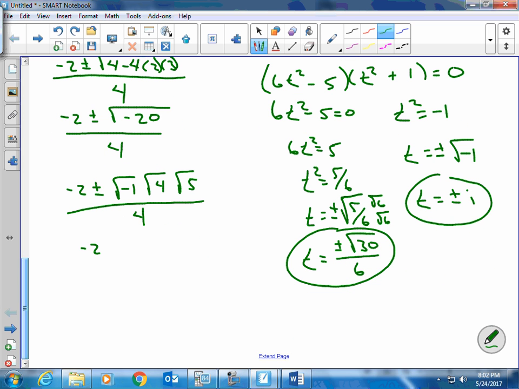And so I get negative 2 plus or minus 2i square root of 5. Square root of a negative 1 is i. The square root of 4 is 2. That's all over 4. That breaks down into negative 1 plus or minus i square root of 5 all over 2, because 2 can go into all of them.